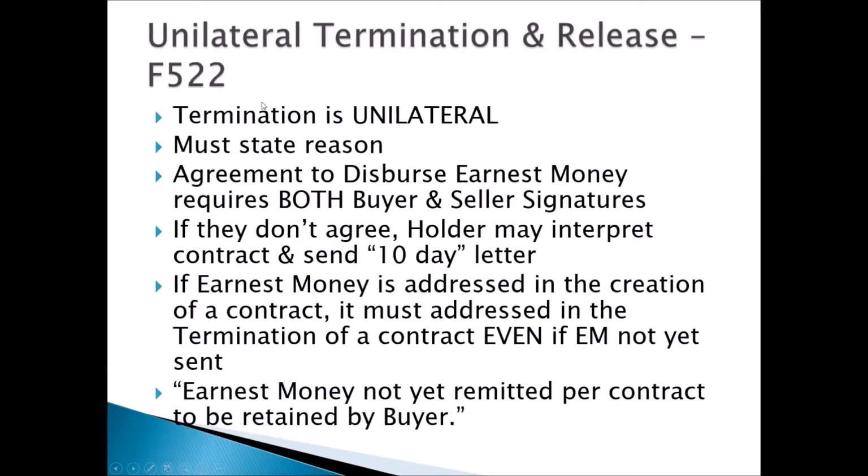All right, unilateral termination and release. So when a contract is terminated, it is terminated unilaterally, meaning one signature. It doesn't matter if a buyer's terminating or if the seller's terminating. What's at odds is the disposition of the earnest money. So once it's terminated, it's terminated. The question is, was the termination by an unexpired, agreed upon contractual contingency, or was the termination by default?